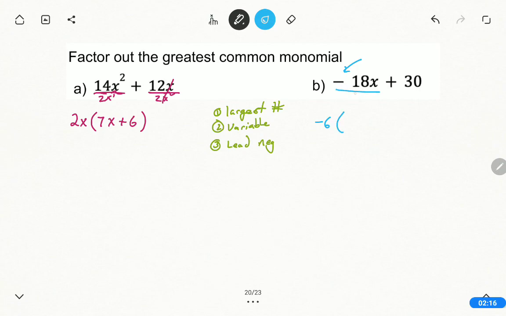Then we'll divide each term by negative 6, since we now know what our greatest common monomial is, or our common monomial that we will pull out. Negative 18 divided by negative 6 is positive 3. x is just coming along for the ride. We're not dividing by x, so it will stay the same. 30 divided by negative 6 is negative 5. So there we have it. Negative 6 times, in parentheses, 3x minus 5.